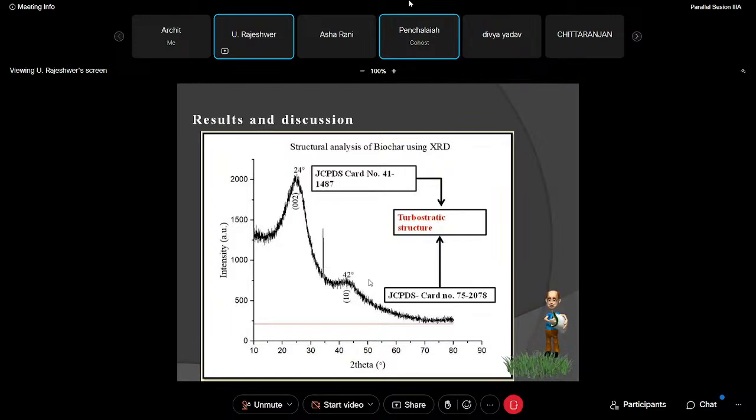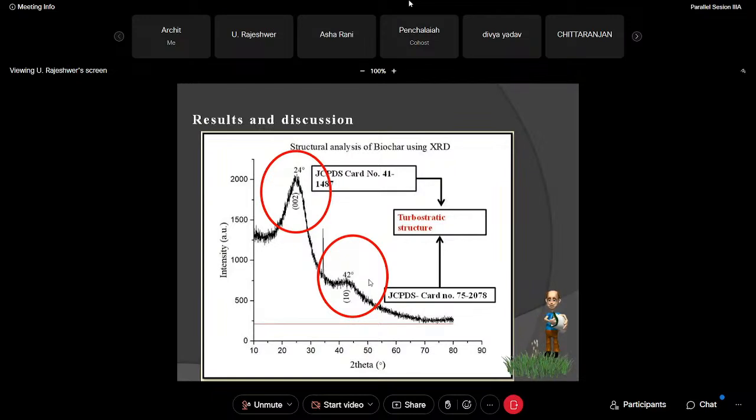You can see here this is a structural analysis of biochar using XRD. You can see the distorted spectrum itself reveals the presence of an amorphous structure of the carbon. There is a broad hump in the region of 24 degrees, which reveals the presence of amorphous carbon, and a small hump at 42 degrees, which reveals the presence of graphitic form. The presence of both amorphous carbon and graphitic form is combinedly called a turbostratic structure. So we can say that the biochar is in the turbostratic structure.